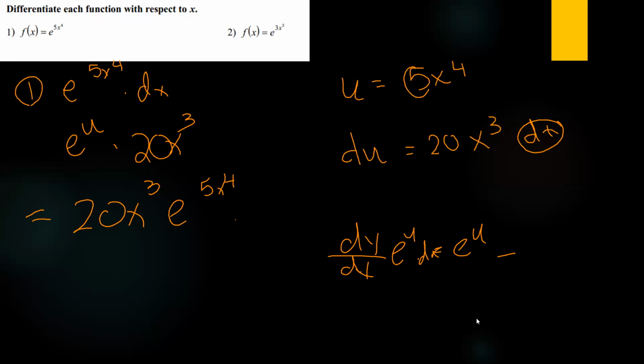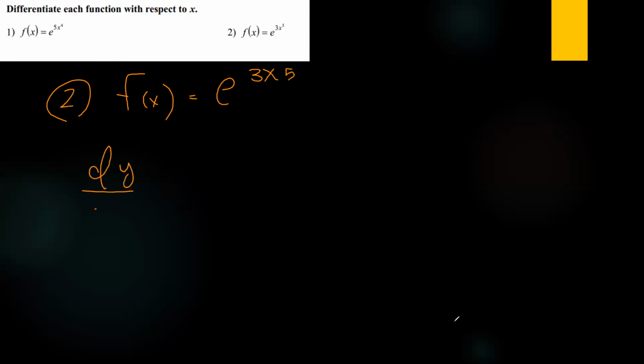Let's do now number 2. And number 2 here, f of x equals e to the power 3x to the power 5. I want you now to find dy over dx.